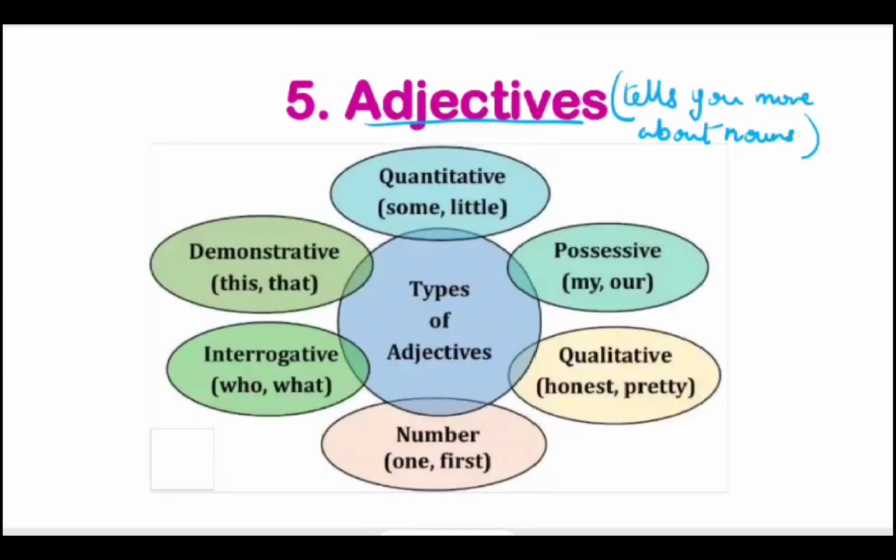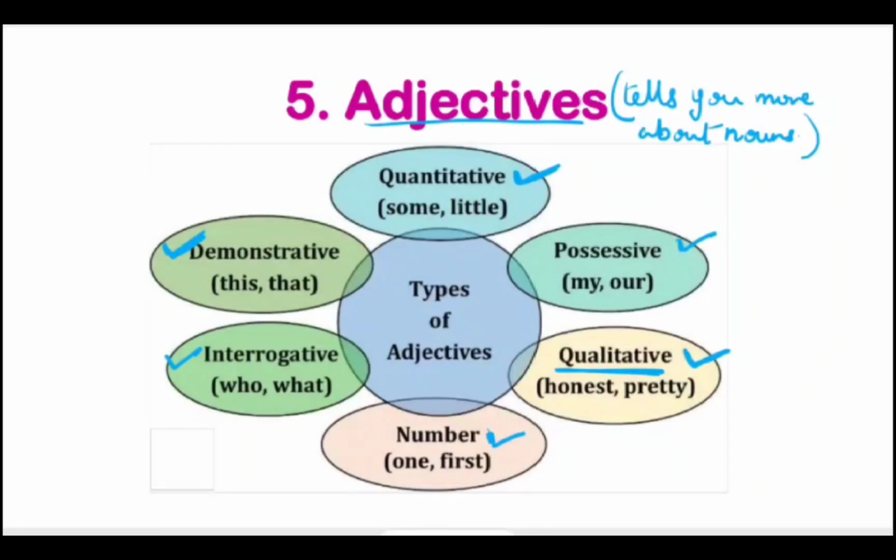We have adjective of quality. We have adjective of quantity. We have adjective of number. We have possessive adjectives. We have interrogative adjectives, and we have demonstrative adjectives. Okay, so now I'll first start with adjective of quality. Let me explain all of them with the help of examples.